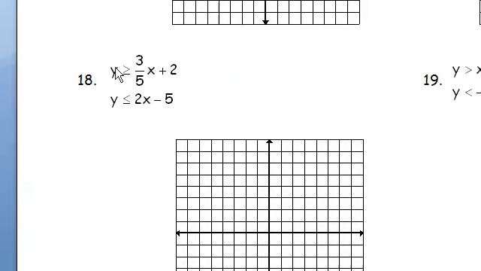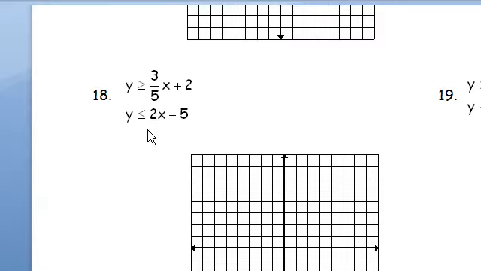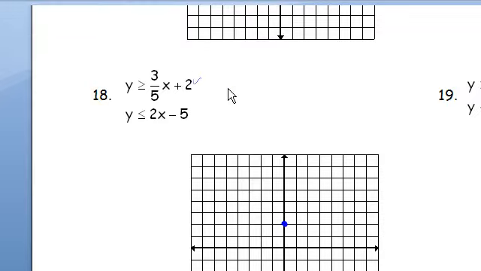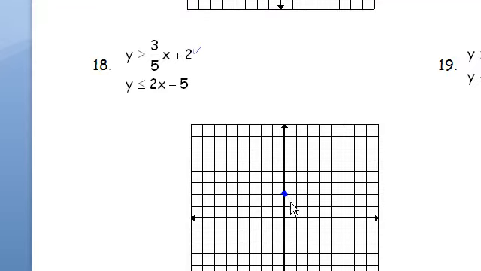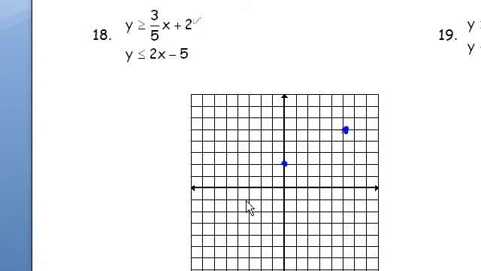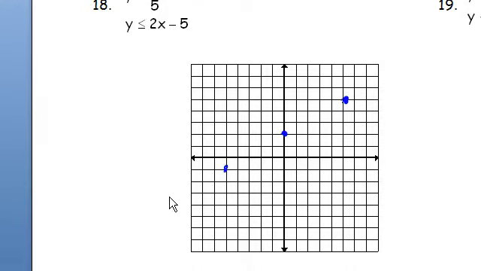let's take a look at number 18. You can never get enough graphing. Graphing is awesome. So we'll go y is greater than 3/5 x plus 2. I'll do this first one here in blue. So we go up 2, then we go up 3, over 5, like this. Down 3, over 5. And this one is a solid line.